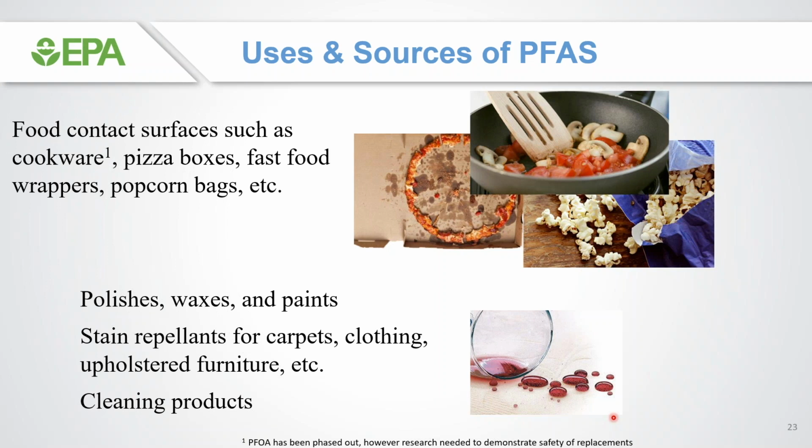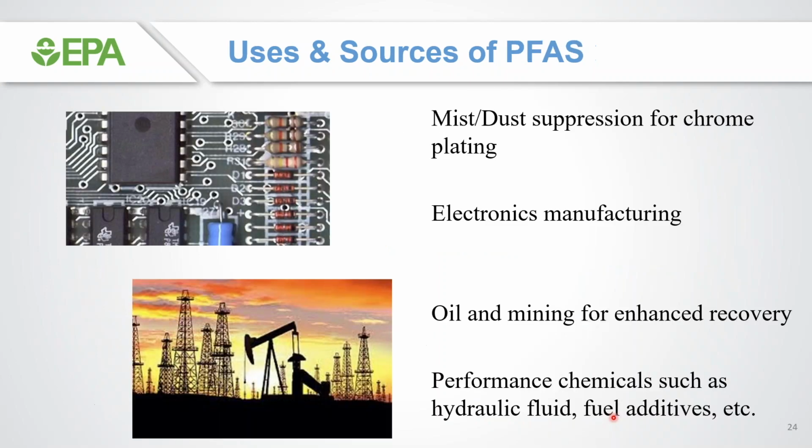In a very small footnote there at the bottom, PFOA has been phased out. However, that's been replaced by other fluorinated materials, so it's not necessarily a removal of those compounds from that particular usage. Polishes, wax, and paints, stain repellent for carpets, clothing, and upholstered furniture, and then at various times, cleaning products have contained PFAS chemicals. All right.